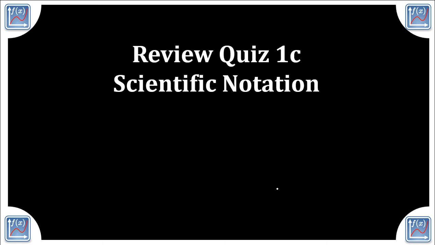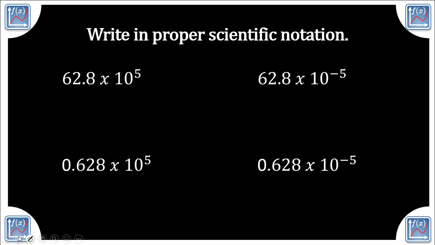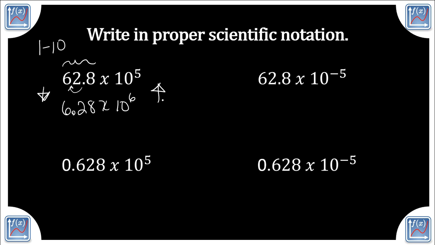Okay, guys, let's review for quiz 1C over scientific notation. So let's first begin with writing these numbers in proper scientific notation. Notice that this coefficient is not between 1 and 10. Our coefficient always has to be between 1 and 10 and cannot go over 10. So we're going to move the decimal and make the coefficient decrease to 6.28. So I decreased the coefficient, so we have to keep it balanced and increase the exponent. So we have an exponent of 6.